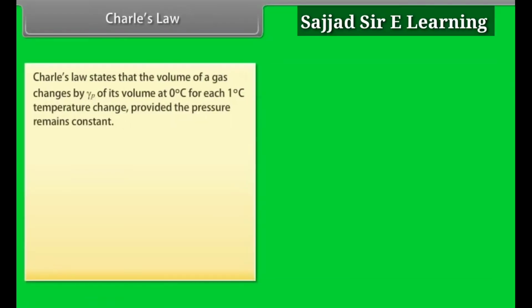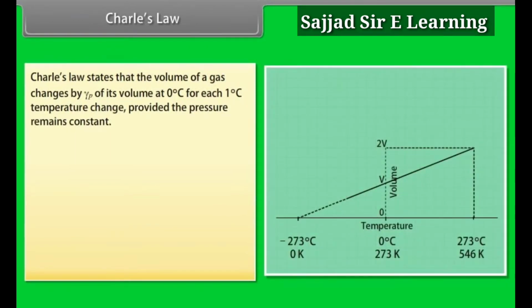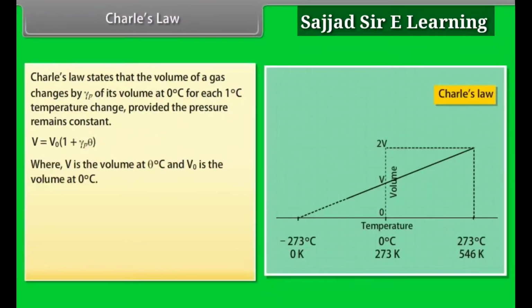Charles' law. Charles' law states that the volume of a gas changes by γp of its volume at 0 degrees centigrade for each 1 degree centigrade temperature change, provided the pressure remains constant. V = V0(1 + γp θ), where V is the volume at θ degrees Celsius and V0 is the volume at 0 degrees centigrade. The above relation can be written as V = V0(1 + θ/273).